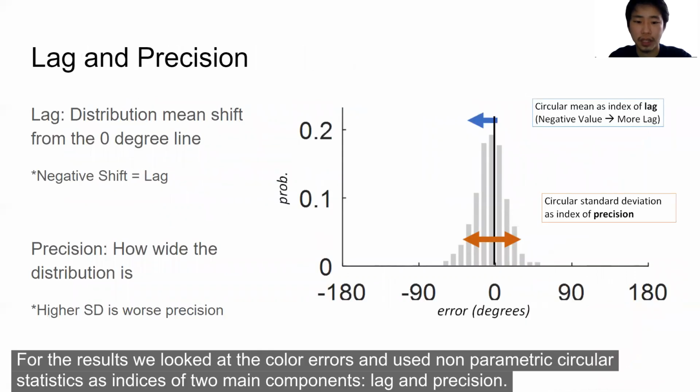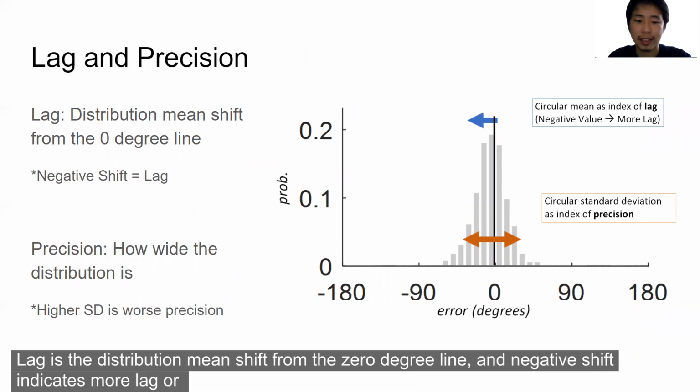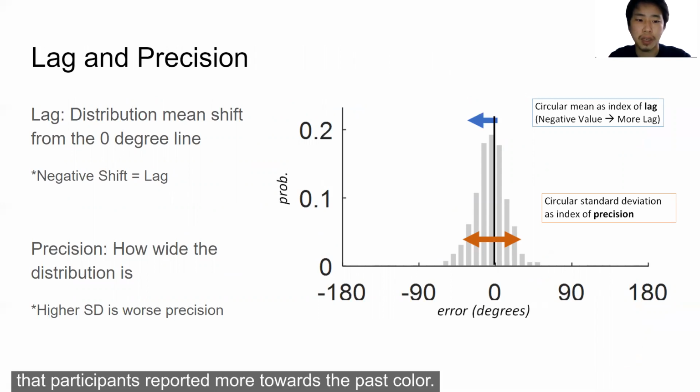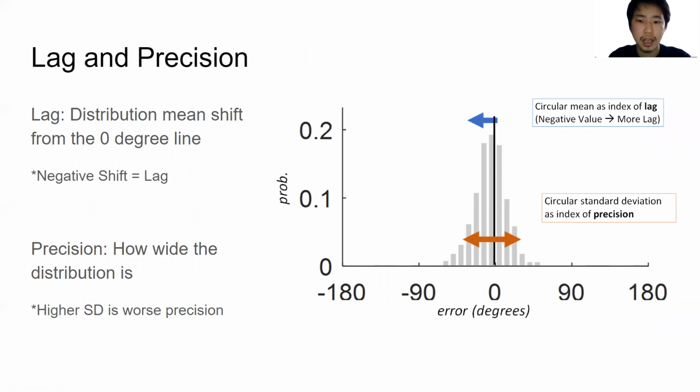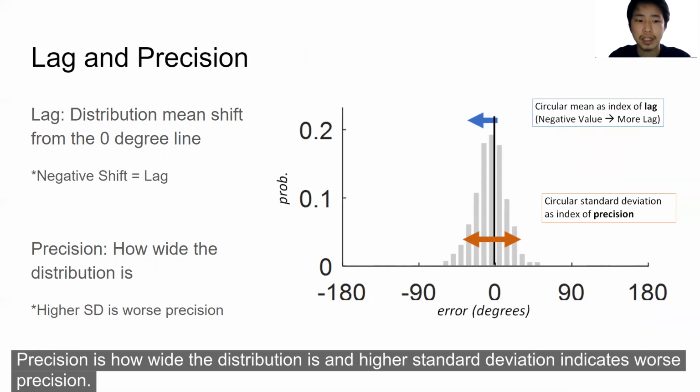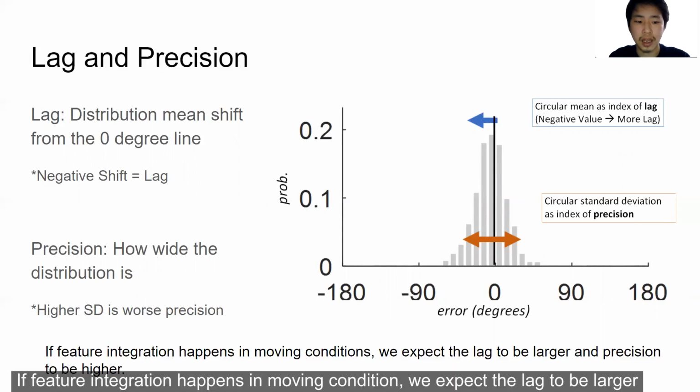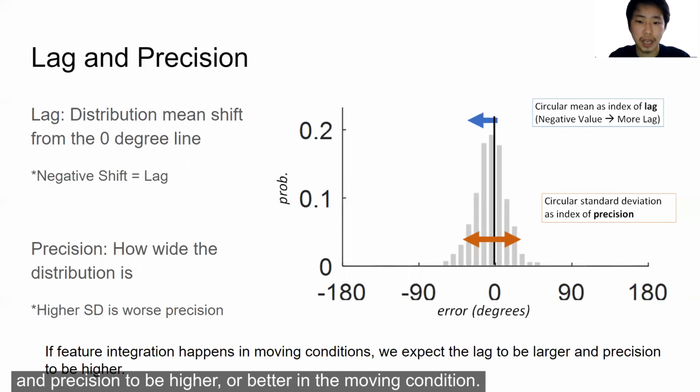For the results, we looked at the color errors and used non-parametric circular statistics as indices of two main components, lag and precision. Lag is the distribution mean shift from the 0-degree line, and negative shift indicates more lag, or that participants reported more towards a past color. Precision is how wide the distribution is, and higher standard deviation indicates worse precision. If feature integration happens in moving conditions, we expect the lag to be larger and precision to be higher, or better, in the moving condition.